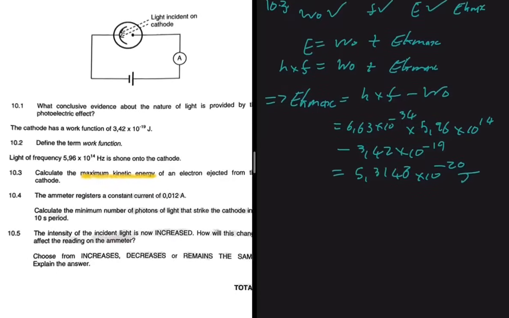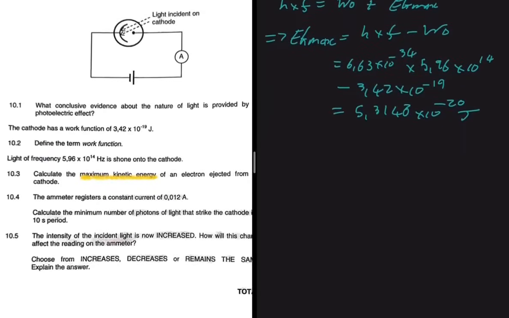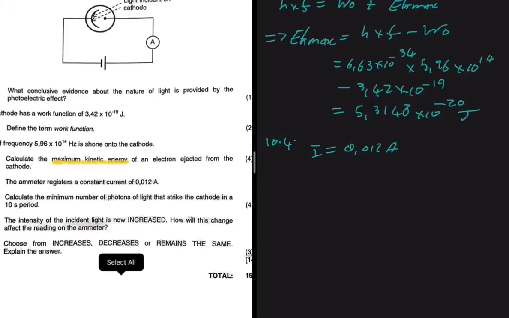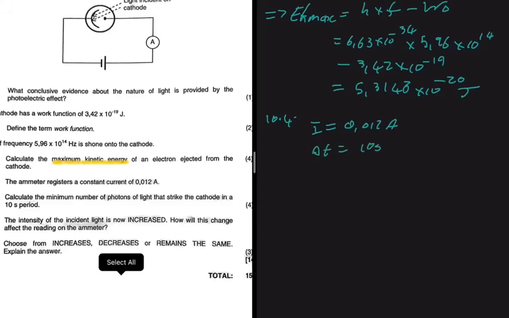So we are at 10.4 already, so let's do 10.4 here. So 10.4 is saying that the ammeter registers a constant current. So we have some I, which is equal to 0.012 amps, right? Calculate the minimum number of photons of light that strike the cathode in a 10 seconds period. So we have delta T being equal to 10 seconds. So we know fully well that the current is the rate of flow of charge per unit time. The rate of flow of charge per unit time through a point or a region, right?